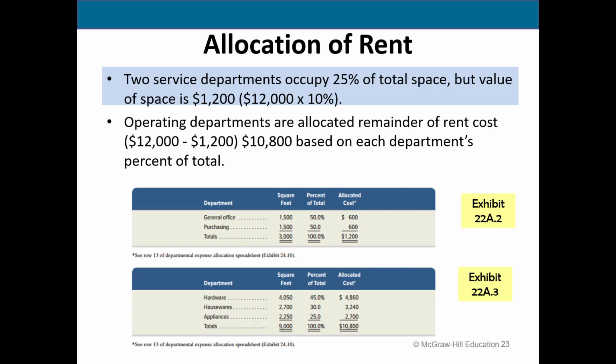So management will estimate that the space near the back accounts for $1,200 or 10% of the total rent of $12,000. So we're going to allocate the $1,200 between the two service departments based on square footage, which you can see in the upper graph. Then the remaining amount, which is $10,800 or $12,000 minus $1,200, will be allocated to the three operating departments based on their square footage.